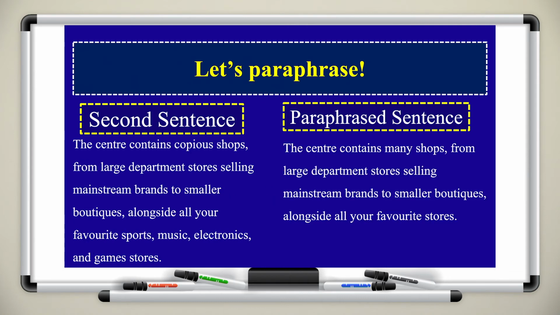If you look at the paraphrase sentence, the center contains many shops from large department stores selling mainstream brands to smaller boutiques alongside all your favorite stores. So first thing we did, we changed the word copious to many. And we've also taken out this extra information and turned it into all your favorite stores. So in this paraphrase, we used a different vocabulary item and we shortened some ideas.